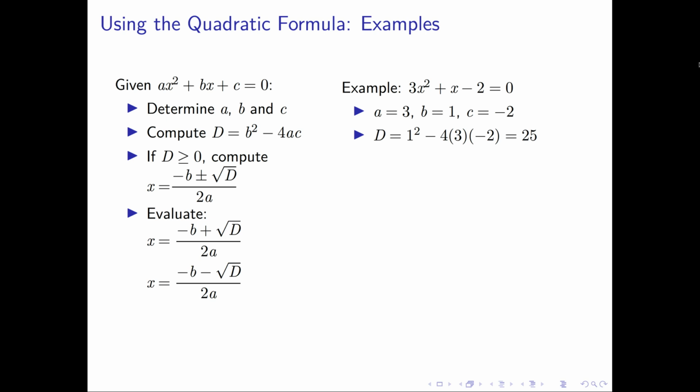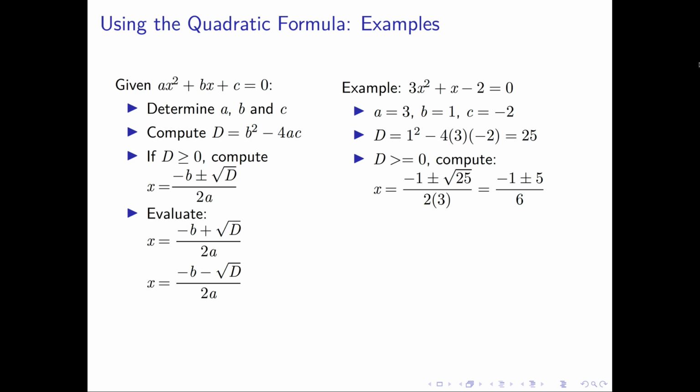So that would be b squared, 1 squared, minus 4 times 3 times -2. And that equals 25. And you have to look carefully because that's 1 squared minus 4 times 3 times -2. 4 times 3 times -2 is -24. 1 minus -24 is 25.